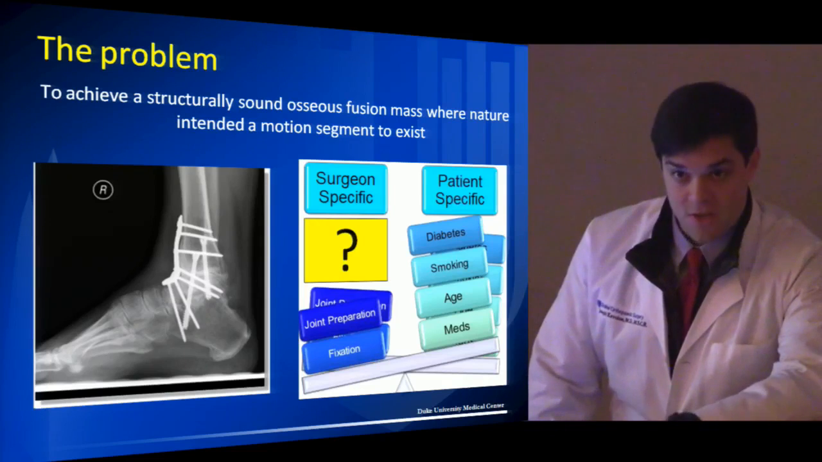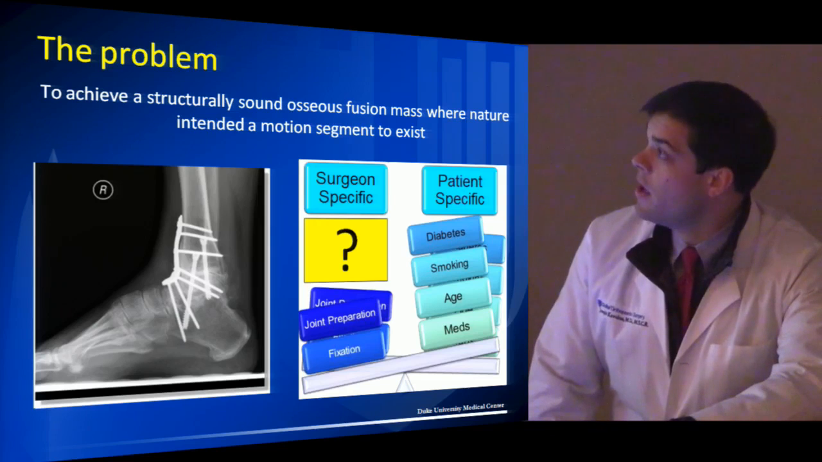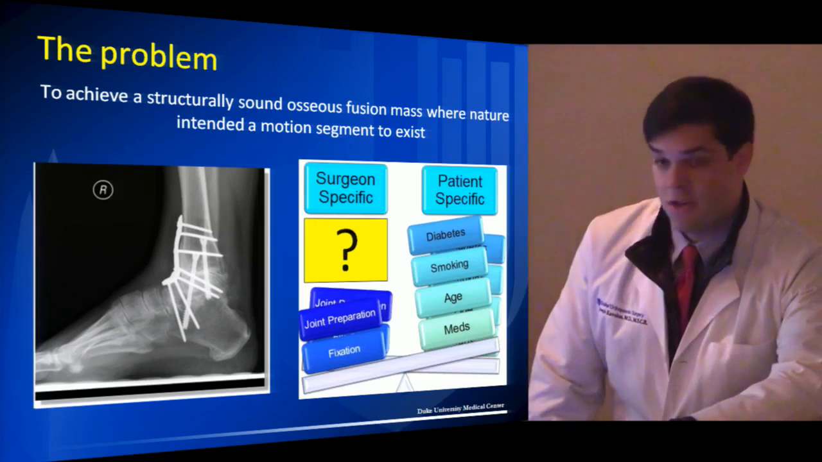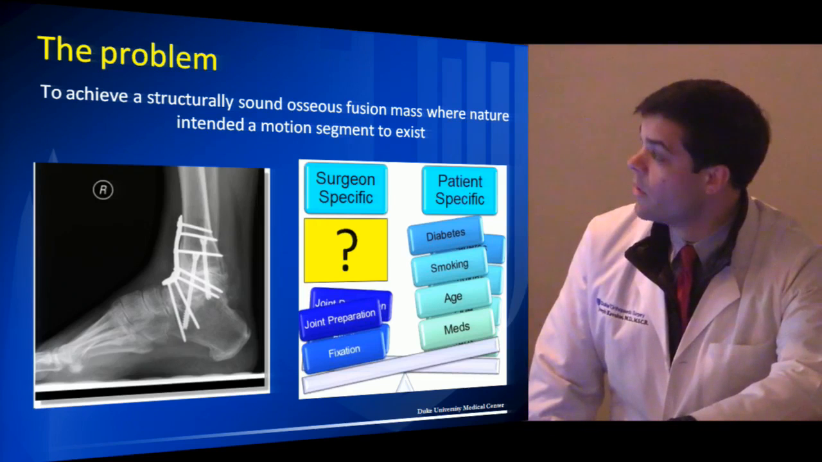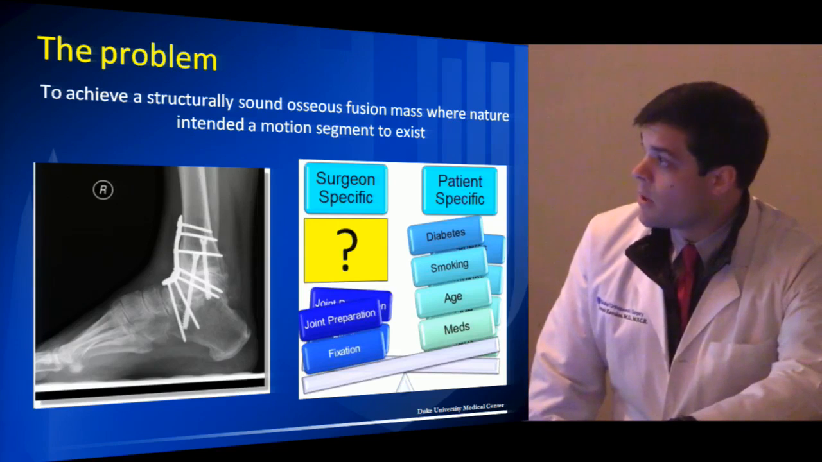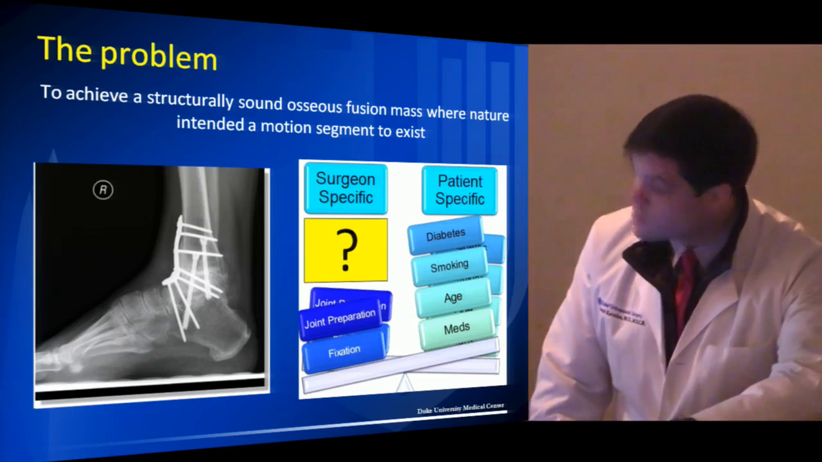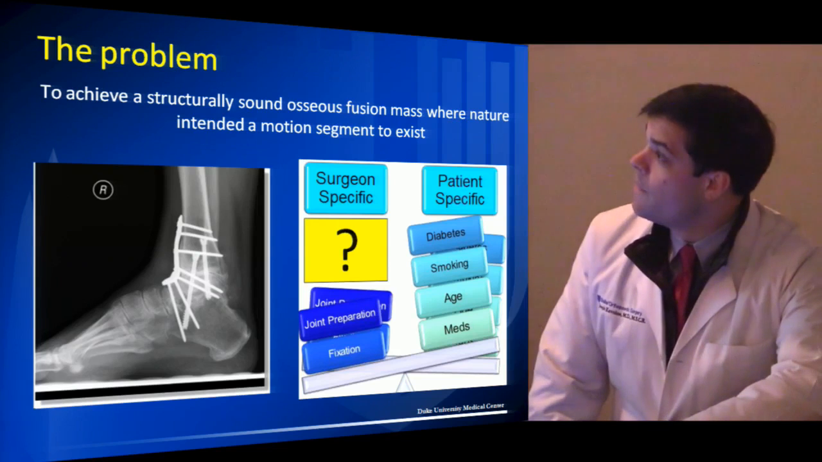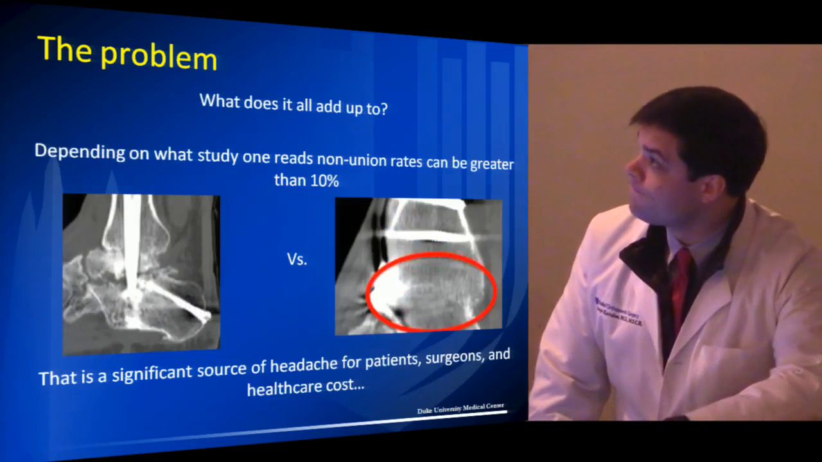They can be patient-specific things that are working against you, such as diabetes, smoking, age, and medications they might be on, including steroids. And then there are also certain specific factors: joint preparation, the type of fixation you like to use. And I think what this talk is about is some of the new technologies or medications that we use to help achieve our goal.